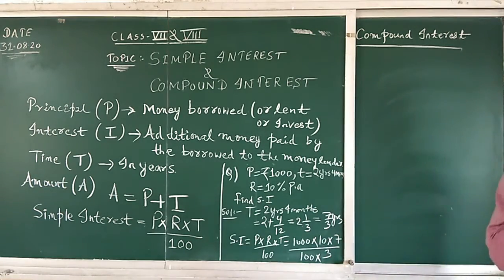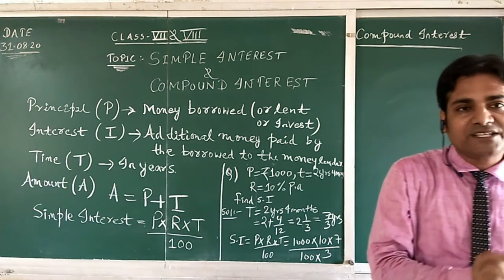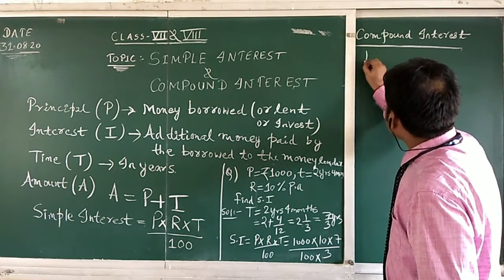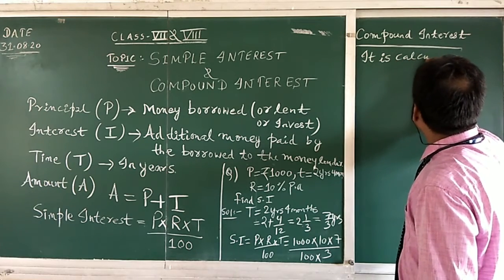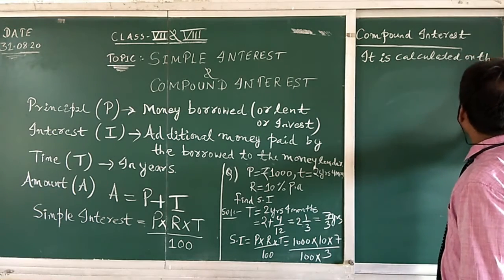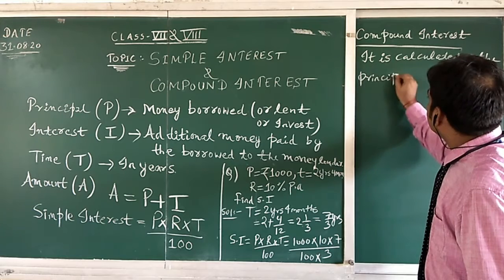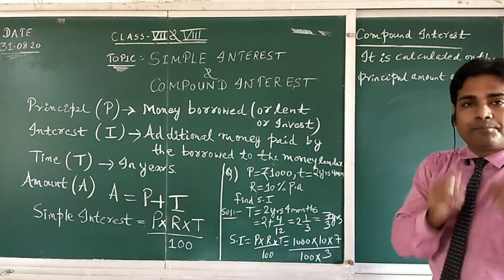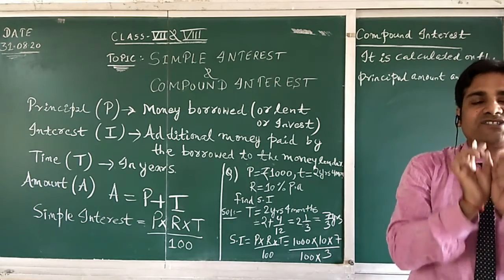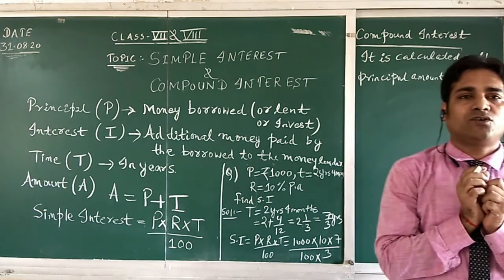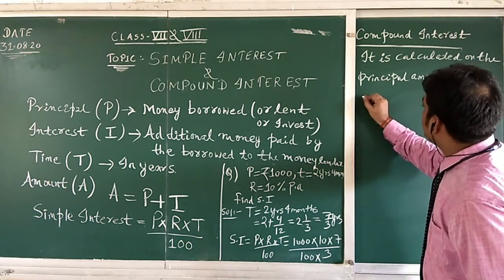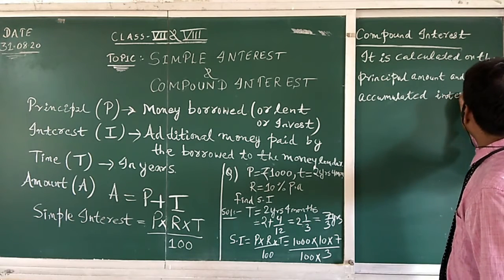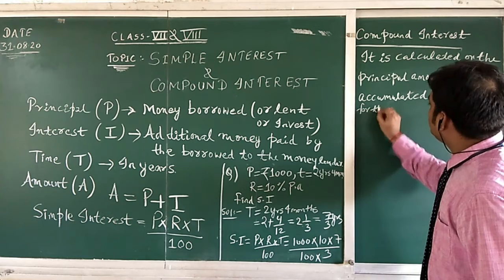So compound interest is what? Compound interest is calculated on the principal amount and the interest accumulated over the previous period.